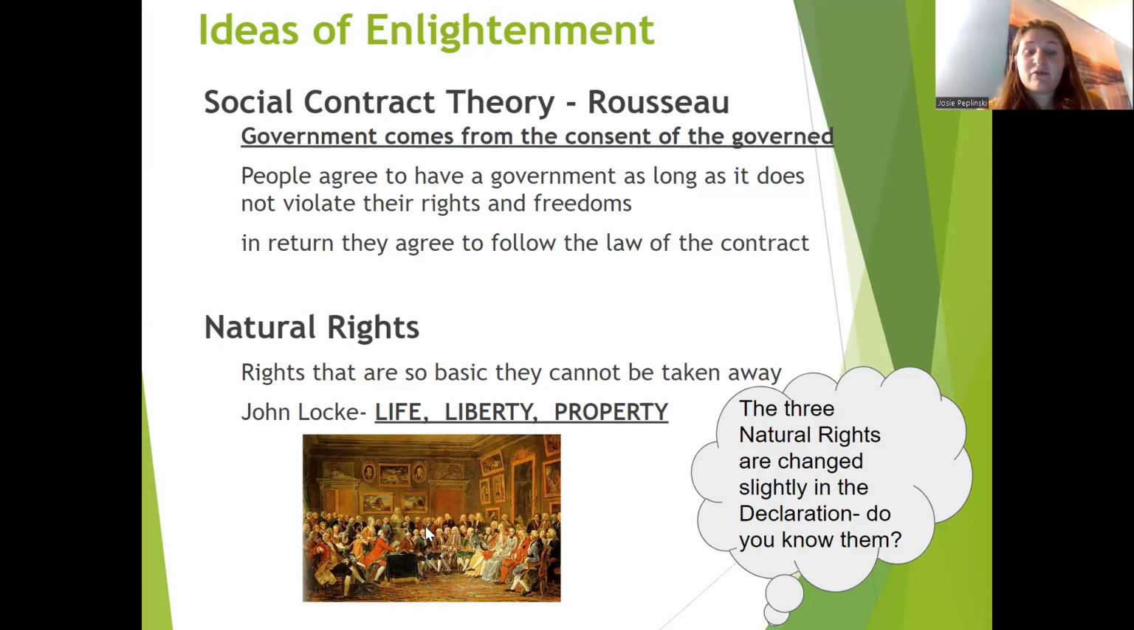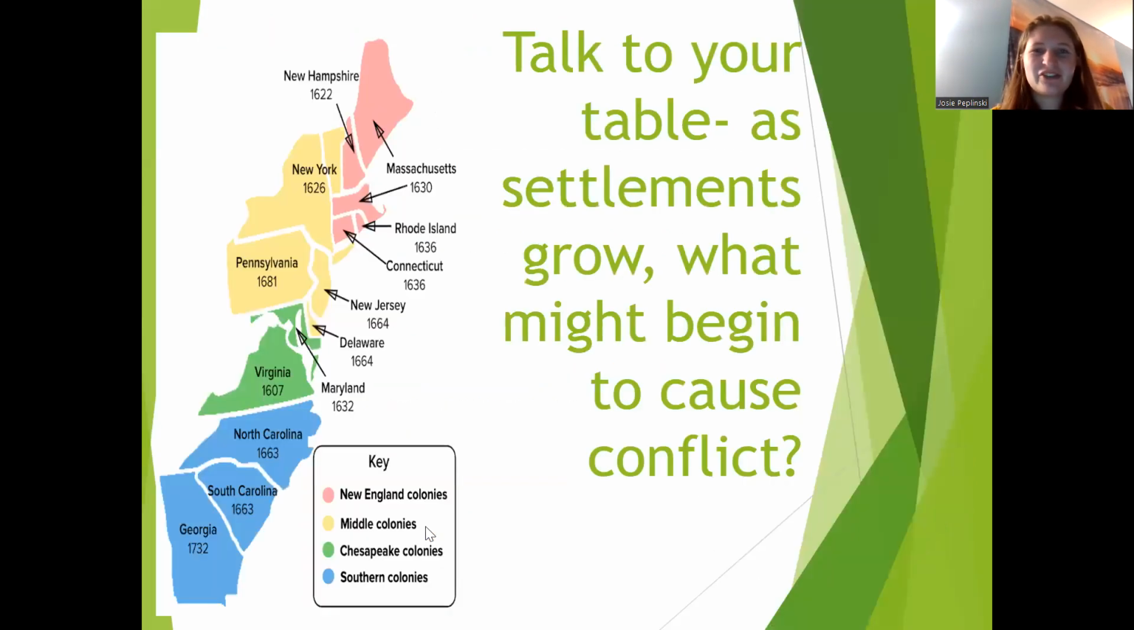And we also come from John Locke's idea of natural rights, rights that are so basic they cannot be taken away, such as life, liberty, and property. In the Declaration, this is life, liberty, and the pursuit of happiness. So the Declaration is also going to draw on this idea of natural rights from John Locke.